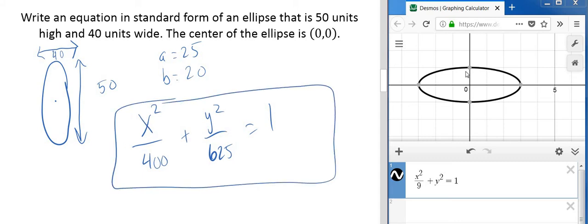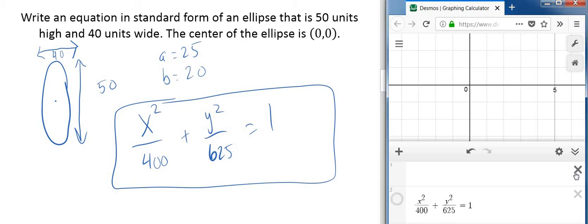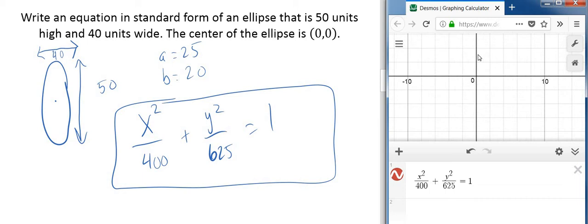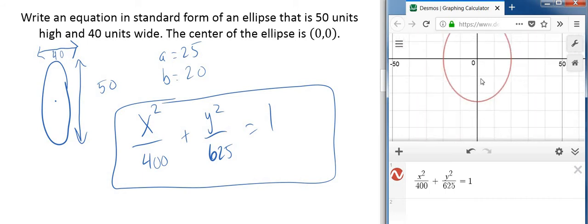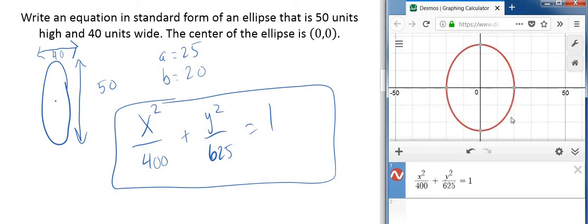Okay, let's try it. I've got this. Let me bring up Desmos here too. And let me turn that on. Now let me zoom back out. That's why I was way zoomed out before. Okay, so here's our ellipse. Go up here, 25. 25 plus 25. Hey, that would make 50, wouldn't it? And out here, 20 and 20, that would make 40 wide. There is our equation.